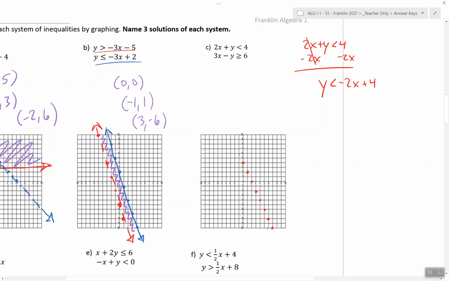Or up 2, left 1. And it gets a dotted line because it doesn't have the equal to bar. And it is shaded below the line, so on that side.